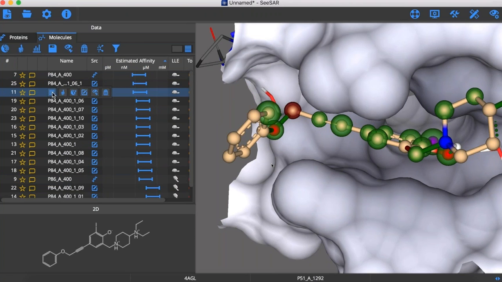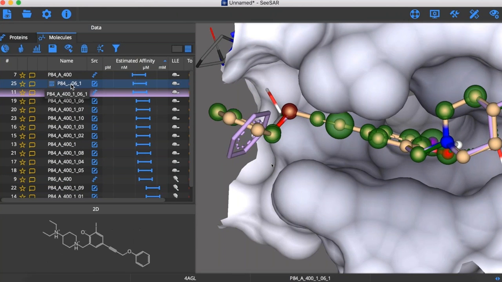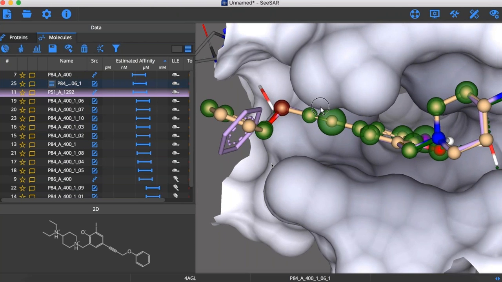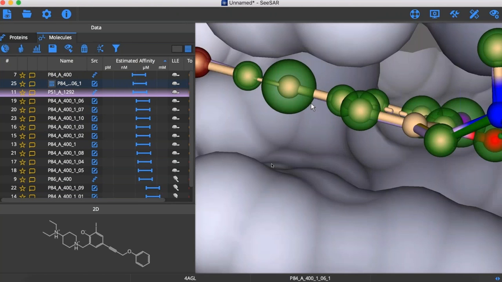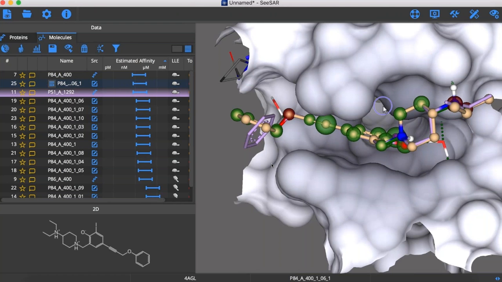If we make the crystal structure a reference now, then we can see that the pose is very, very good, with the exception of the ring torsion, which is a little bit off, but the rest of the structure looks pretty much like the crystal structure.